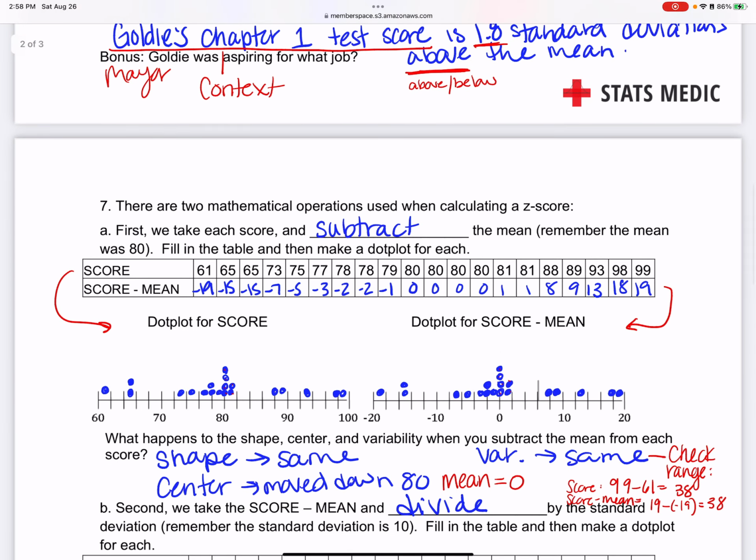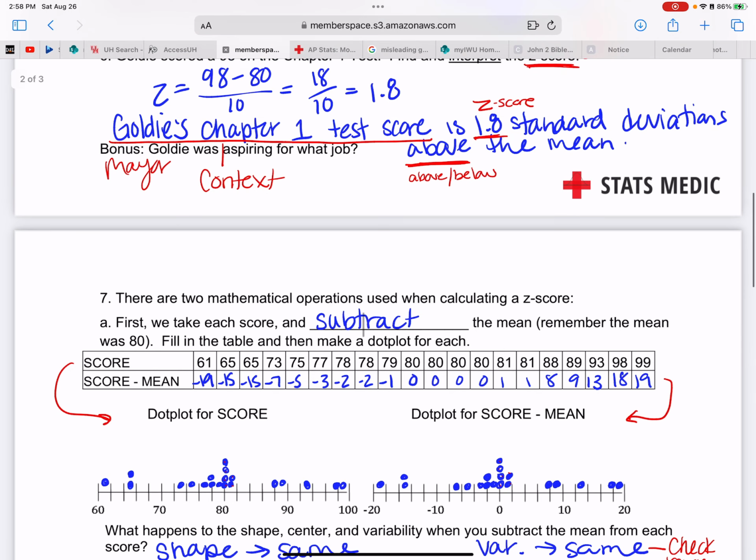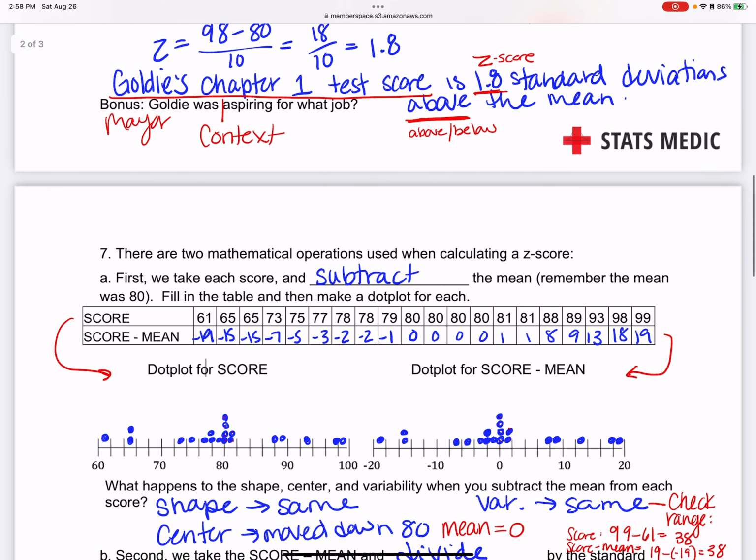Okay, there are two mathematical operations when calculating a z-score. First of all, of course, we're subtracting the score minus the mean. And here's the score. If you go ahead and make a dot plot for the score, you're going to see that this is the score. Now watch what happened, the dot plot for the score minus the mean. I have identical dot plots here. The only thing that happened, look here, guys, this is 80 and this is 0. Because what I did was I graphed the score on the left, I subtracted the mean, which was 80, and that's why 80 minus 80 got me 0.